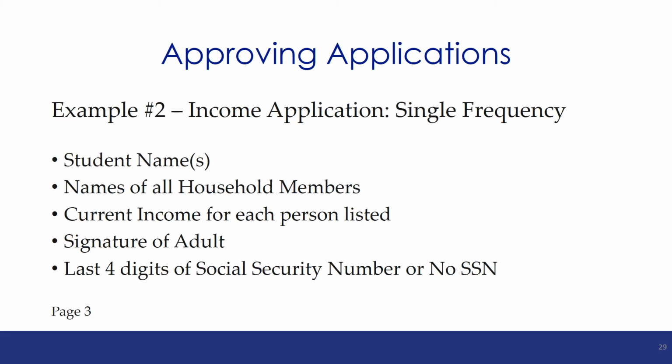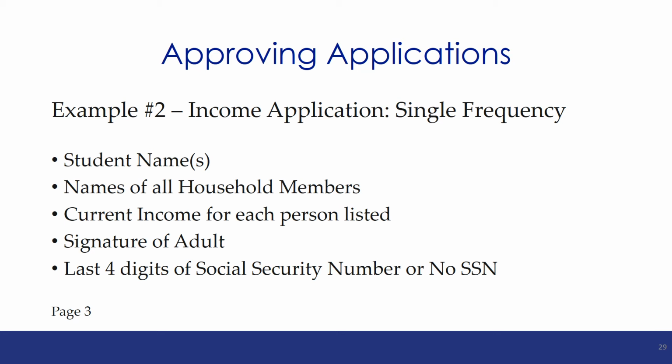Our next example on page 3 involves an income application in which a single frequency of pay has been reported. A complete application includes the students' names, the names of all household members, and the current income for each person listed. A complete application also includes the signature of an adult, and the last 4 digits of a Social Security number, or the box checked No Social Security Number.